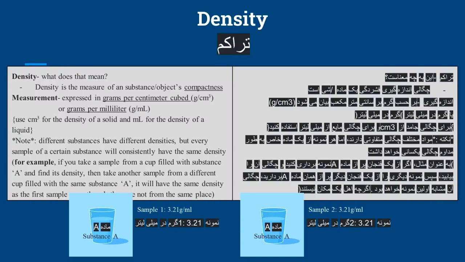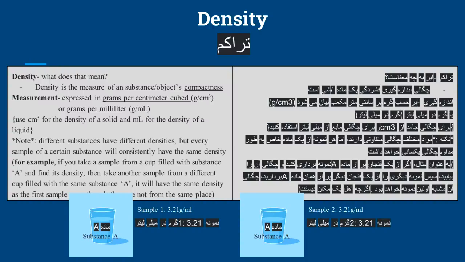Both of these can be used to express density because 1 centimeter cubed is equivalent to 1 milliliter. Centimeters cubed is typically used when talking about solid objects, and milliliters are typically used when referring to the density of liquids. It's important to remember that although different substances may have different densities, every sample of one specific substance will have the same density. Although water and oil have different densities, every sample of water will have the same density, just as every sample of oil will have the same density.